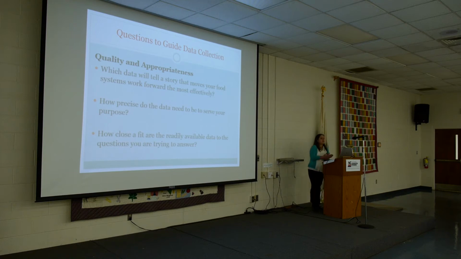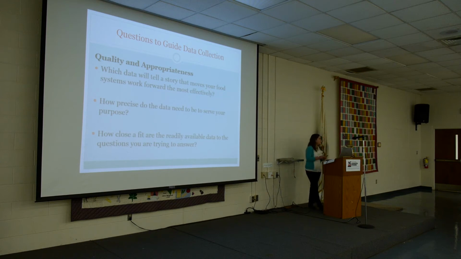So questions to guide data collection. The quality and appropriateness. When you're looking at these secondary data sources, and this gets to exactly what he's saying, that limitations column, which data will tell your story that moves your food systems work forward the most effectively? So certain data sets are better for certain things, that can tell certain stories. So what data is going to tell your story?